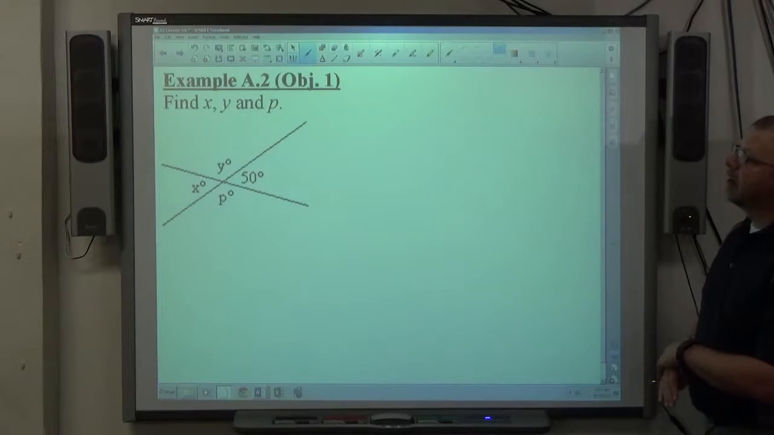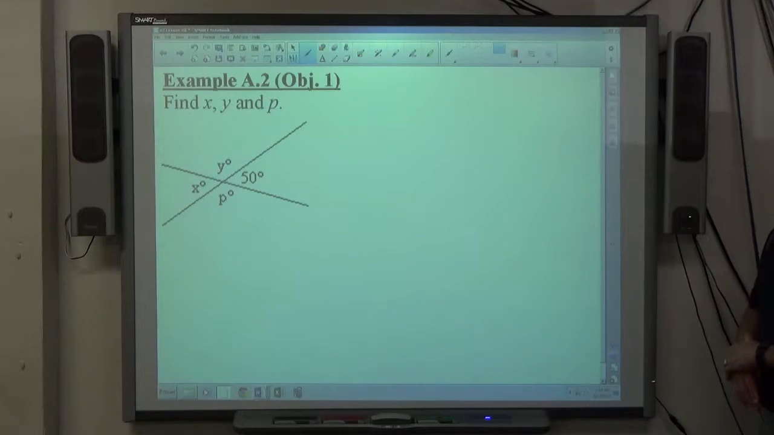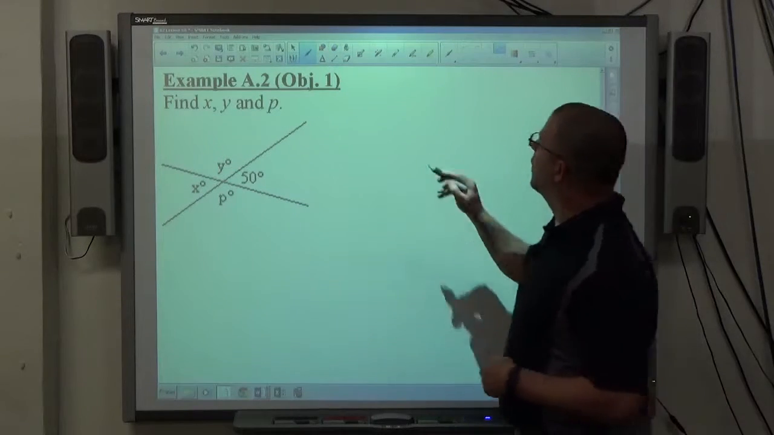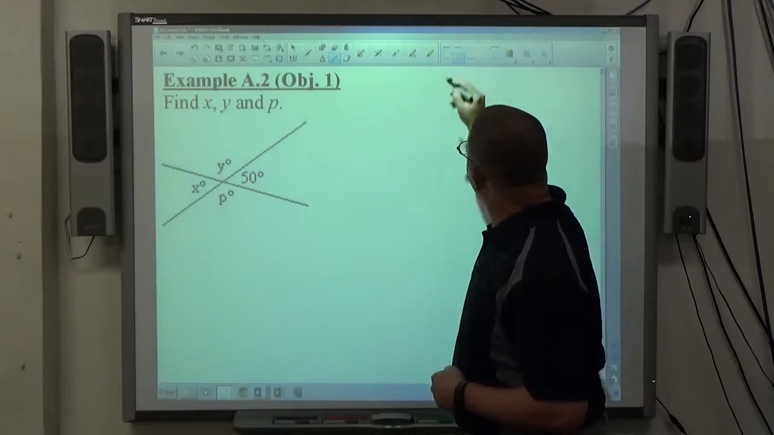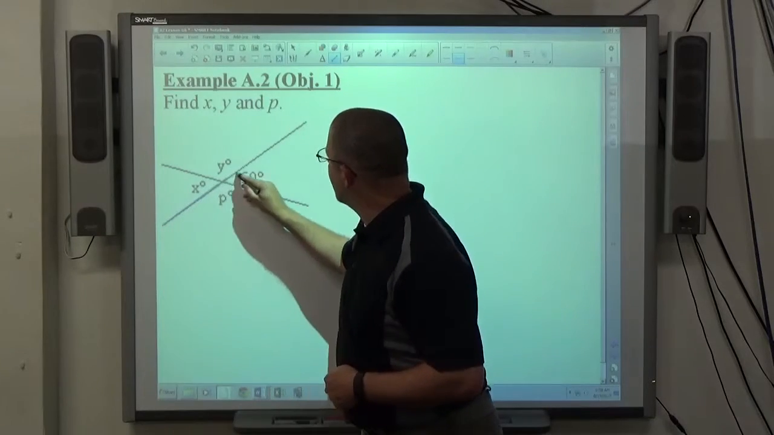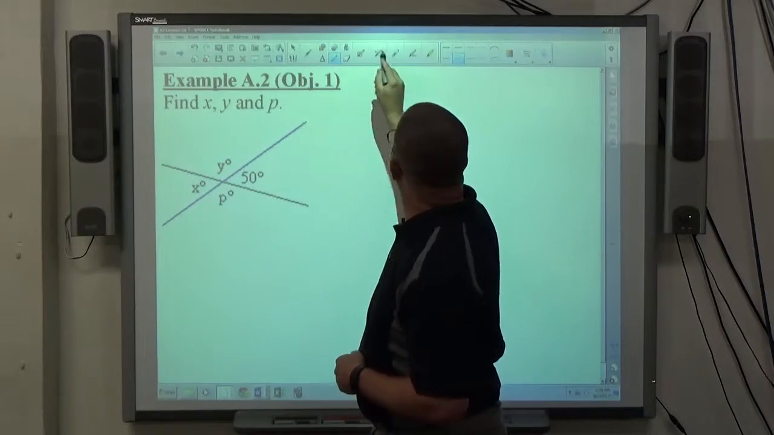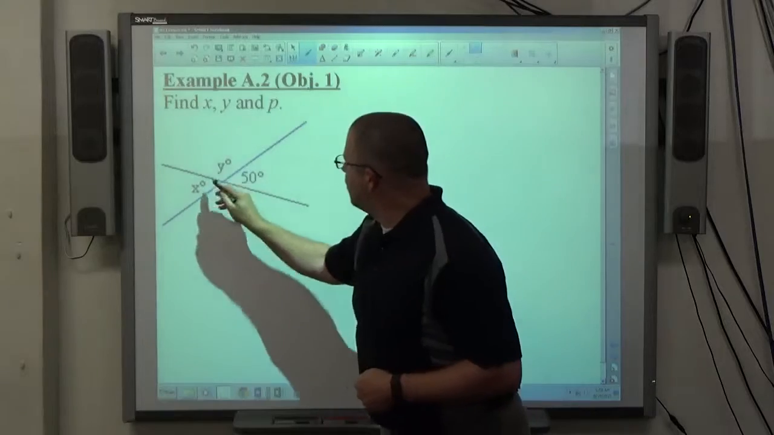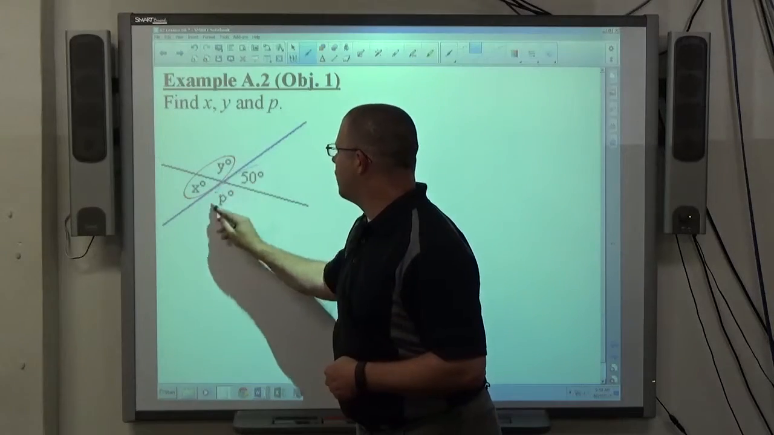What we're looking at here is vertical angles, and we're also looking at straight lines. Those are properties happening in this problem that we can use. So let's start off with the straight lines. This line's a straight line, which tells me immediately that these two angles make 180 and these two angles make 180.